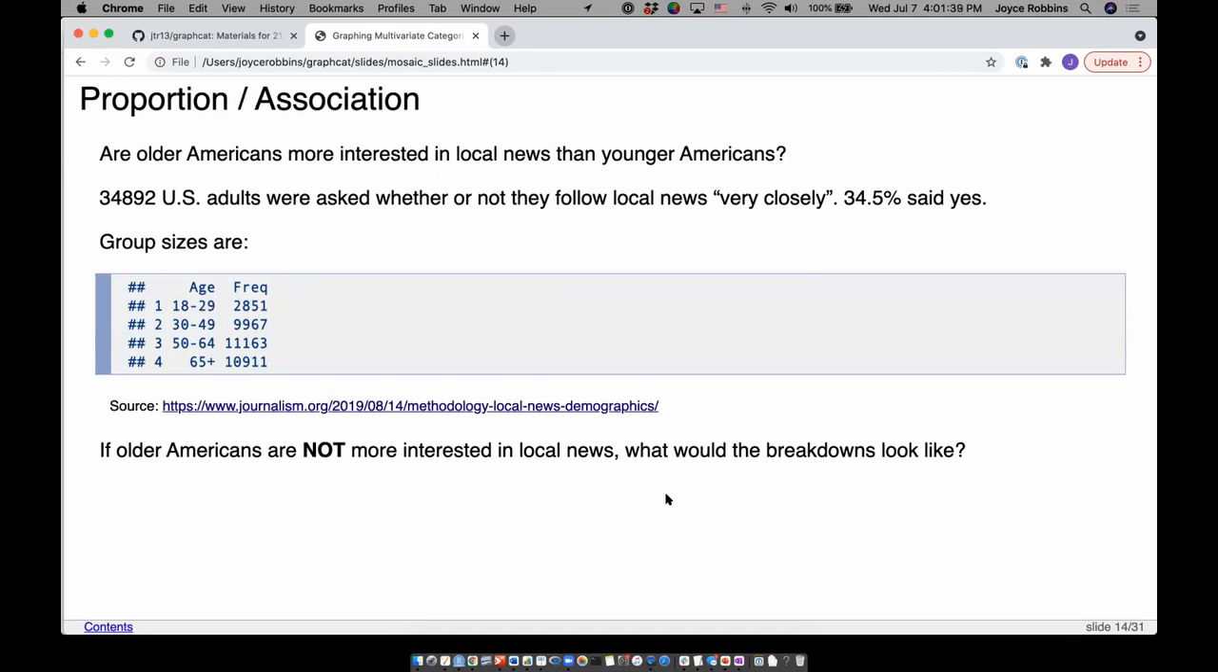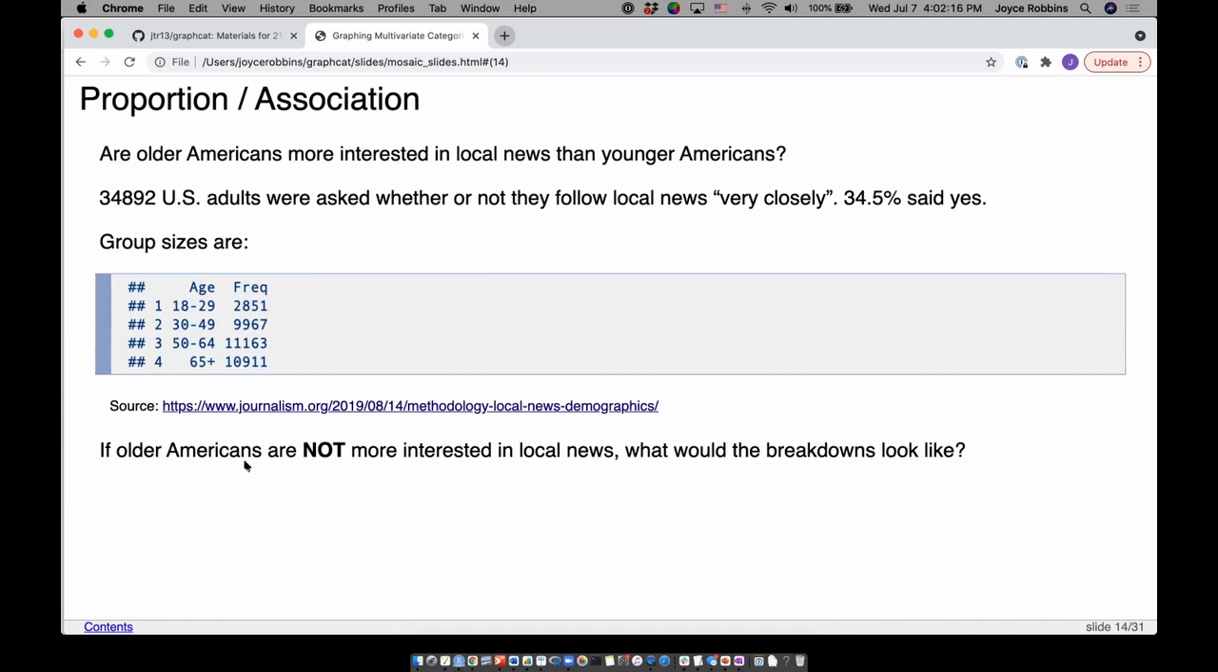So we're going to move back to the issue of proportion or association and consider a very simple data set. It involves whether older Americans are more interested in local news than younger Americans. This is data from the Pew Research Center. They surveyed almost 35,000 adults and asked many questions, including whether they follow local news very closely, and 34.5% said yes. The sizes of the groups based on age varied from about 2,800 to over 11,000.